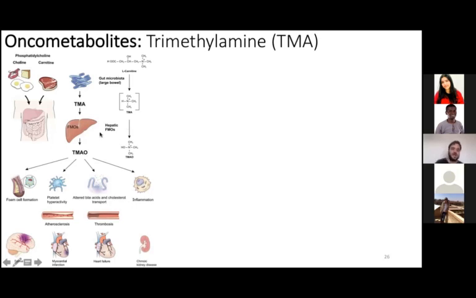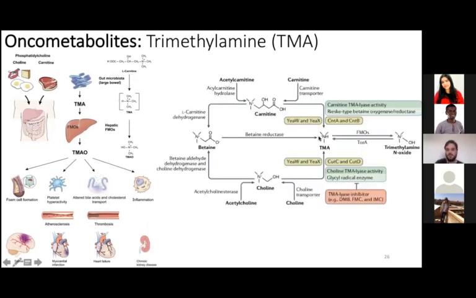So basically, how TMA is produced is through some microbial enzymes present mostly in the large bowel. So carnitine and choline can both be broken down into TMA. So here we have choline as an example. So we have these enzymes that can degrade carnitine and choline into TMA, which then is oxidized into TMAO.